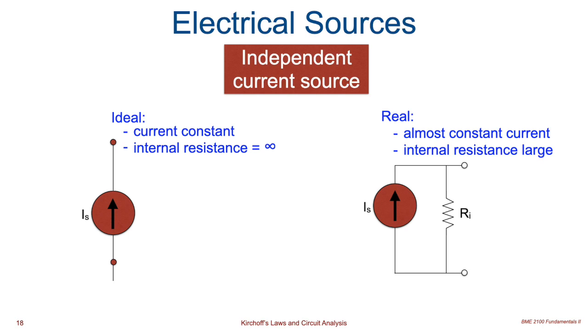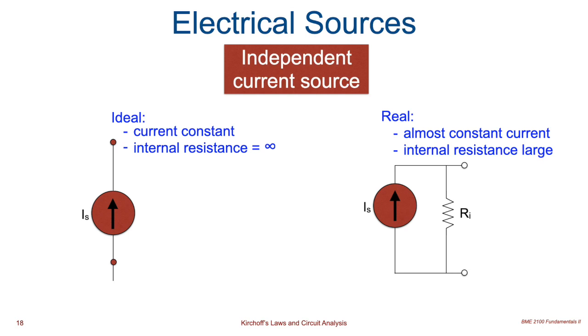So if we attach an internal resistor across the terminals like this in parallel with the current source, then we have a more realistic current source. And of course, we want to make Ri be as large as possible this time, where the other Ri was meant to be as small as possible.